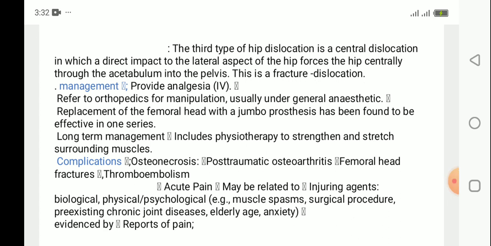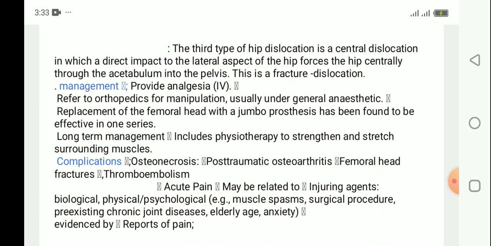Coming to the management, usually it is by giving analgesia, and general anesthesia may be given to replace the femoral head. Long-term management includes physiotherapy to strengthen and stretch the surrounding muscles. The complications are osteonecrosis, post-traumatic osteoarthritis, femoral head fractures and thromboembolism.